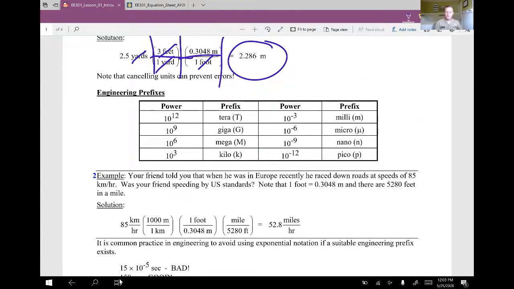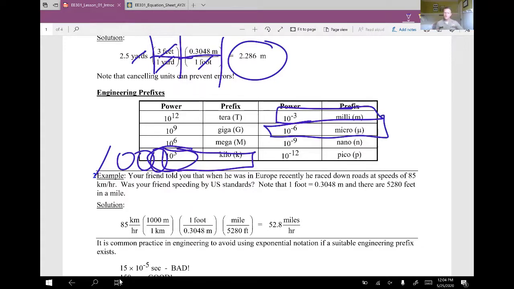So there's an example of how we easily can cancel out units. Now something else, you can see where the decimal is right here, 2.286 meters. If you're familiar with kilometers, well, what is kilometers except 1,000 right there? See the 10 to the 3, that would be 1,000 meters. So kilometers, that's something we'll be using in this class. We'll be using milli a lot as well, 10 to the negative 3, and micro. Those are probably the most common ones.